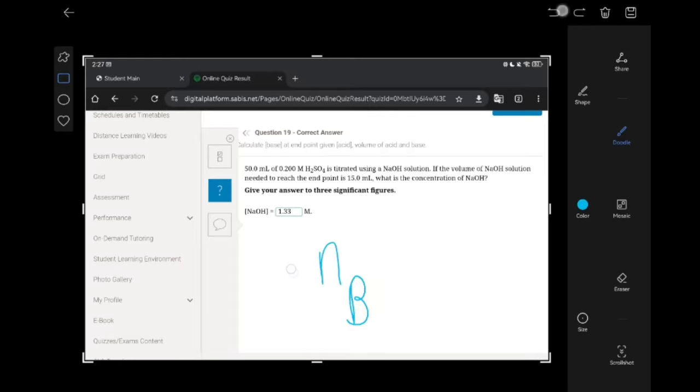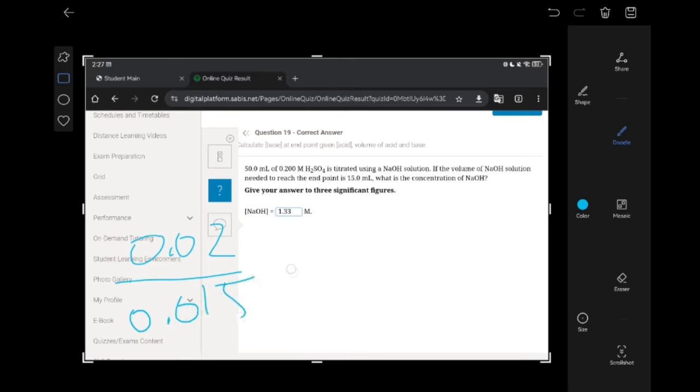Now use n over v equals c. N is 0.02, v is 0.015. So you do 0.02 divided by 0.015. That's 4 over 3, which is 1.3 repeating, and they wanted 3, so you just write 2 of the 3's.